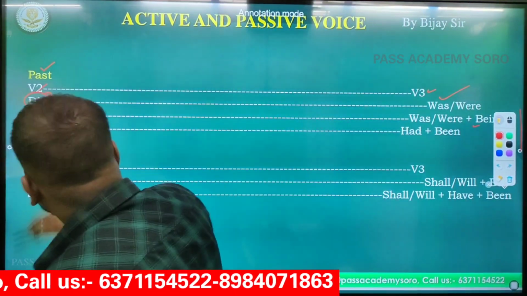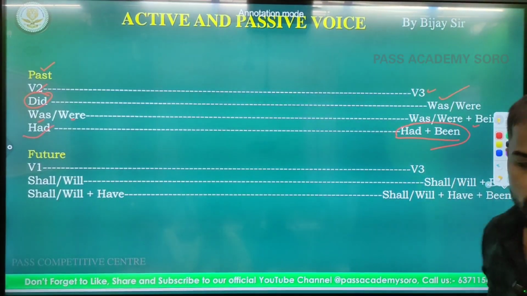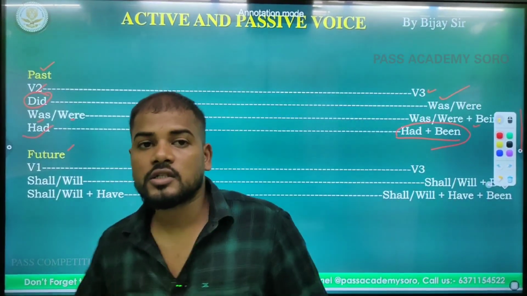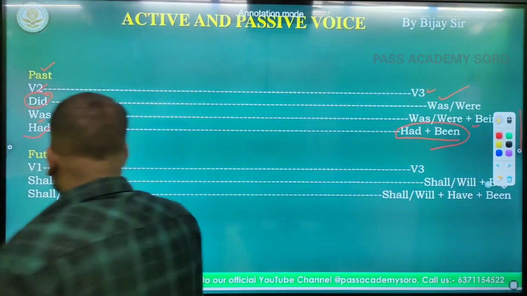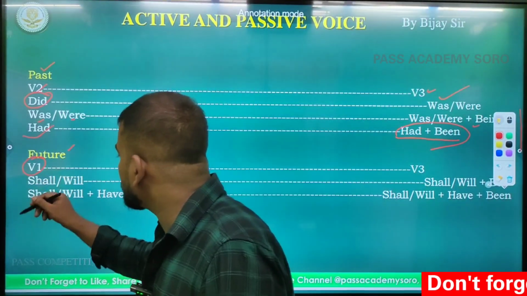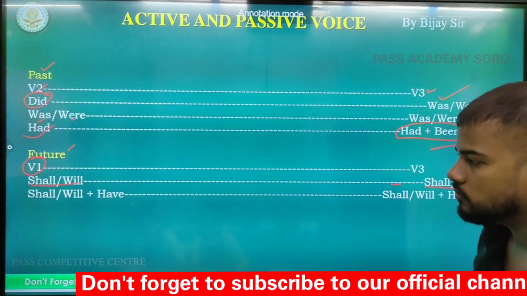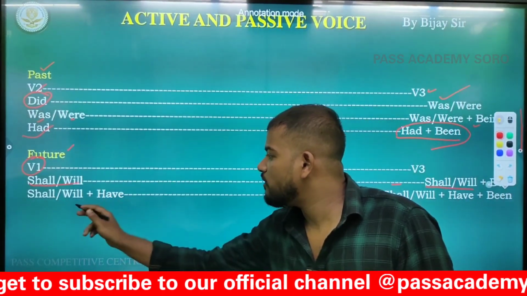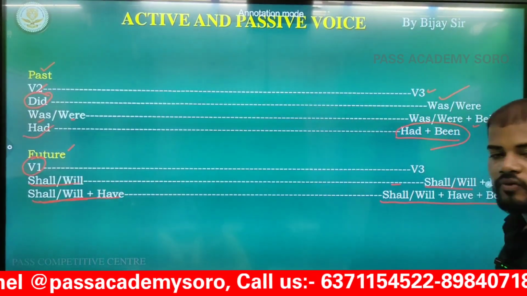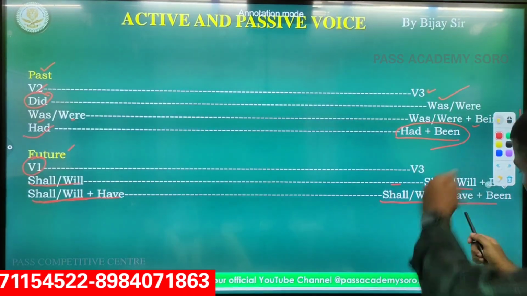And if our sentence is in past perfect form, we will change into past perfect continuous. It means had plus been. And final one, that is future. If our sentence is in future tense form, we will get shall, will plus V1. So future simple, it means shall, will became shall, will plus be, and shall, will plus have. While our sentence is in future perfect, we will make it future perfect continuous. It means shall, will plus have, and it became shall, will plus have plus been.